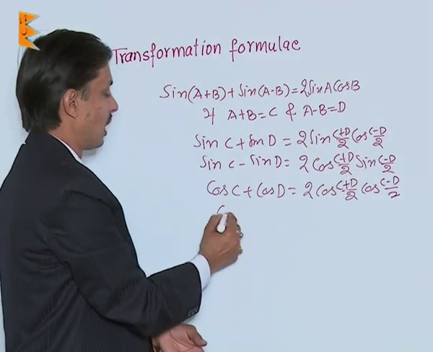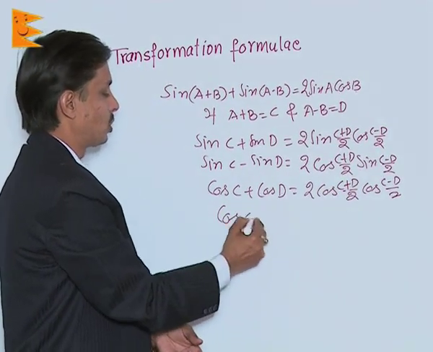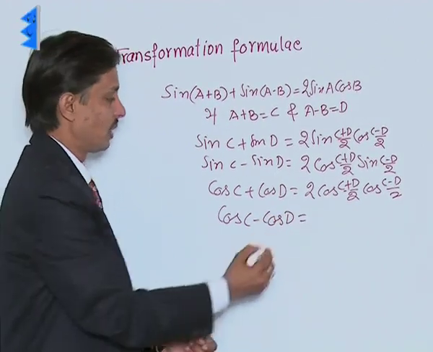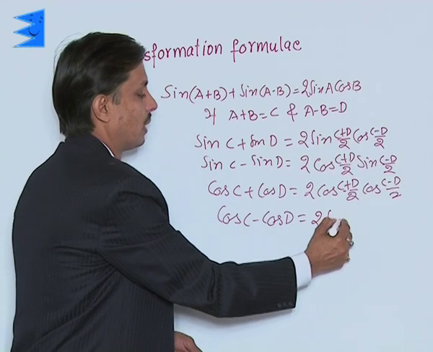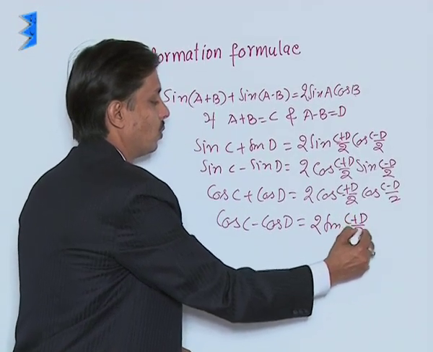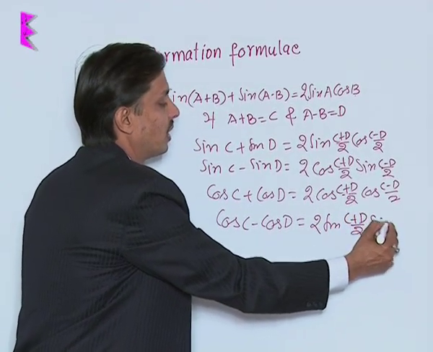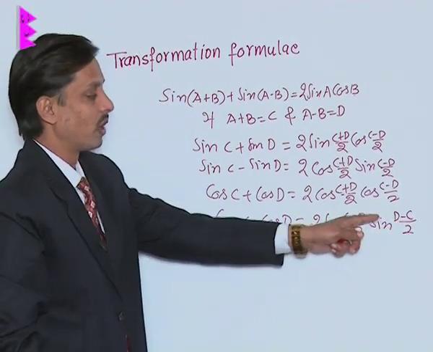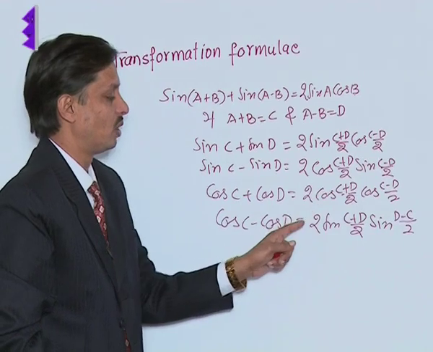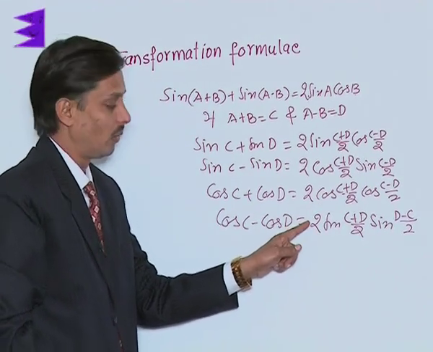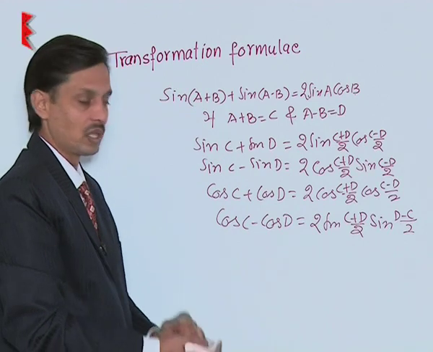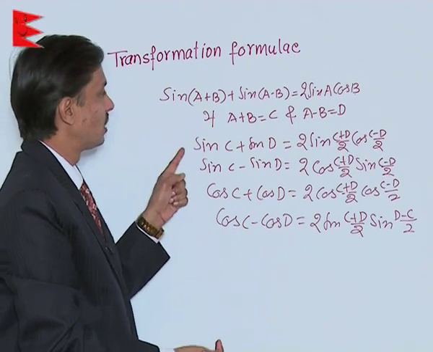And the last formula required for the chapter is cos c minus cos d. This result is given by 2 sine c plus d by 2. Especially take care here, it is sine of d minus c by 2. If one would like to write here c minus d by 2, then a negative sign will come in front of the right hand side. So these are the four results.